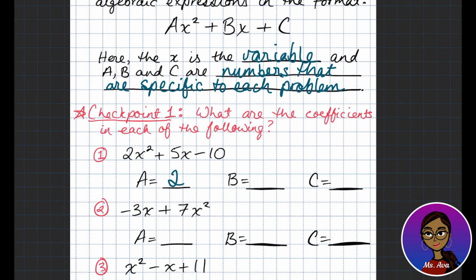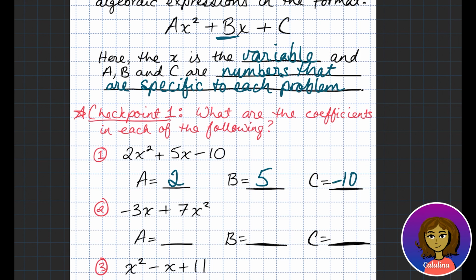What about the b? Which one would be the b? That would be the 5. Good. And then the c here? That would be a 10. Close. It's actually a negative 10. So you just put a negative here.